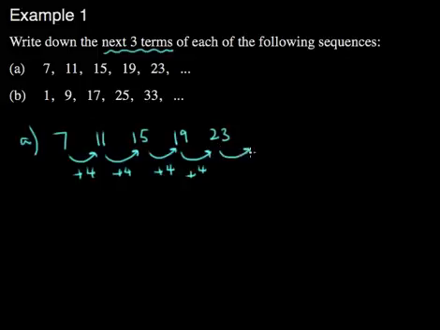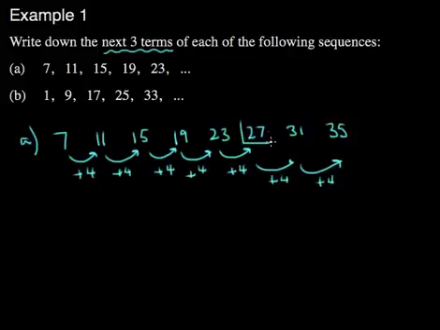continuing that process. So the next one we would add 4 to that to get 27, and then add 4 to that to get 31, and then add 4 to that to get 35. So the next three terms would just be 27, 31, and 35.